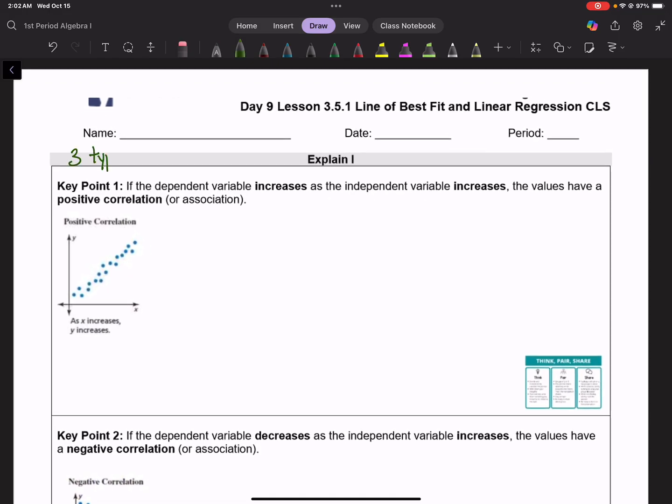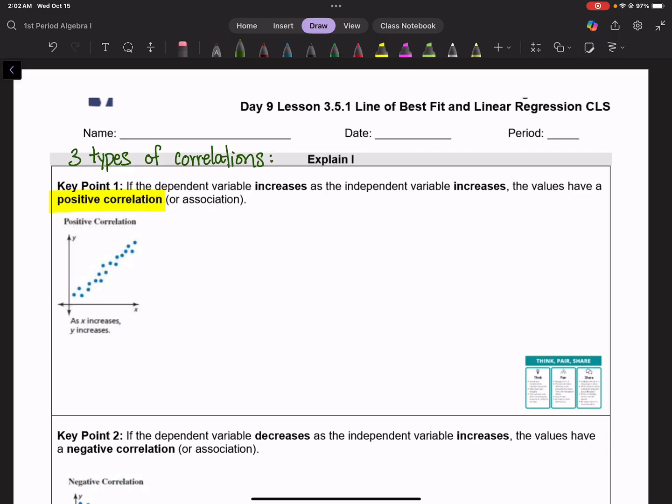Let's make sure we write this down. 3 types of correlation. The first type of correlation, the first thing you'll see, you might see a positive correlation. Positive correlation looks like the picture right there with the graph with all the points going up.